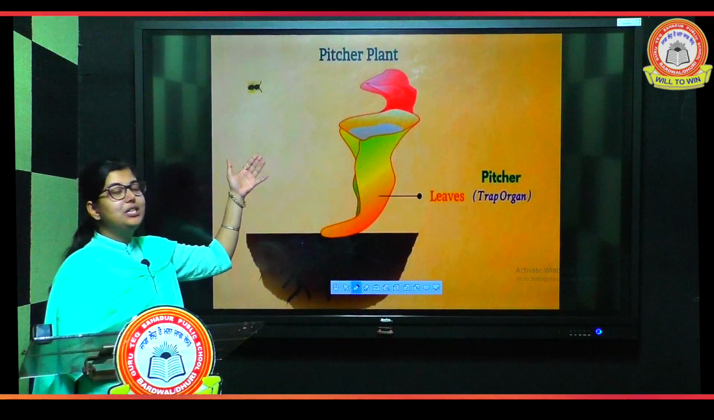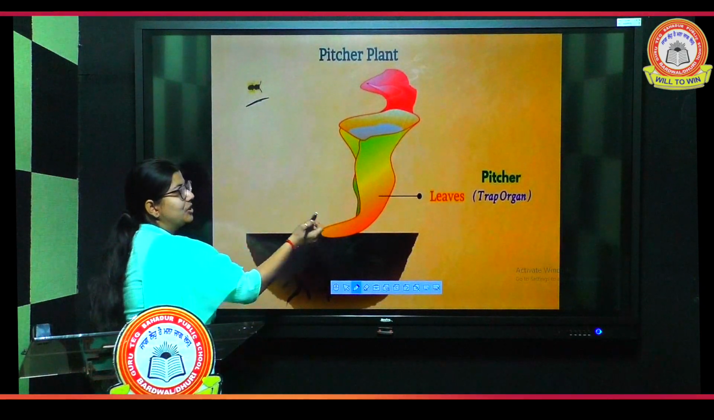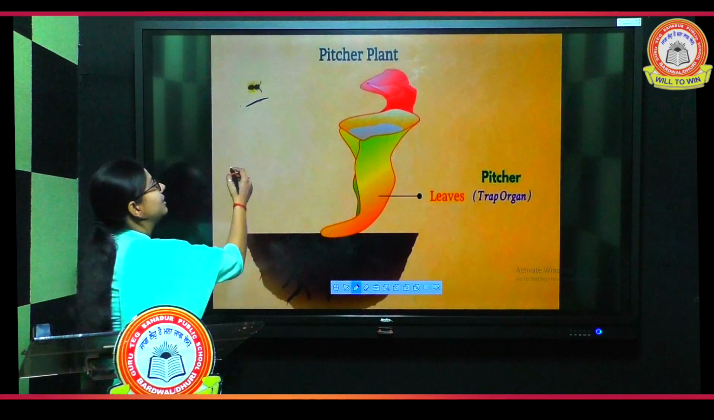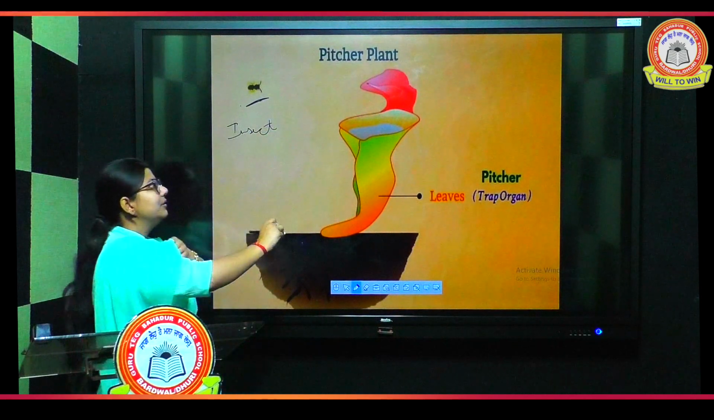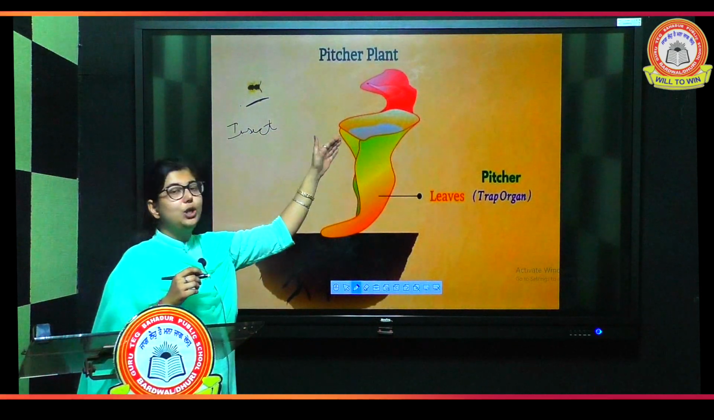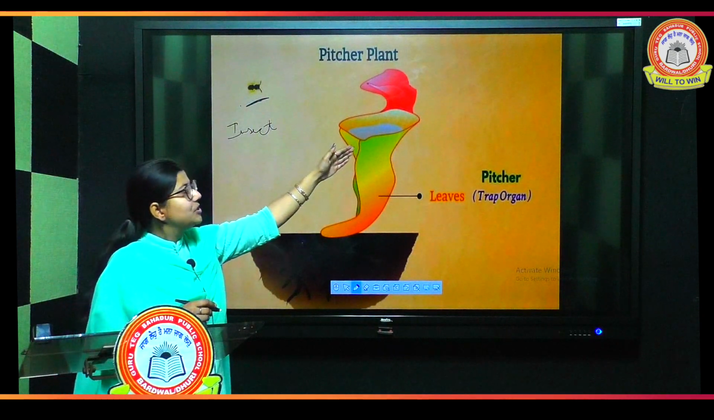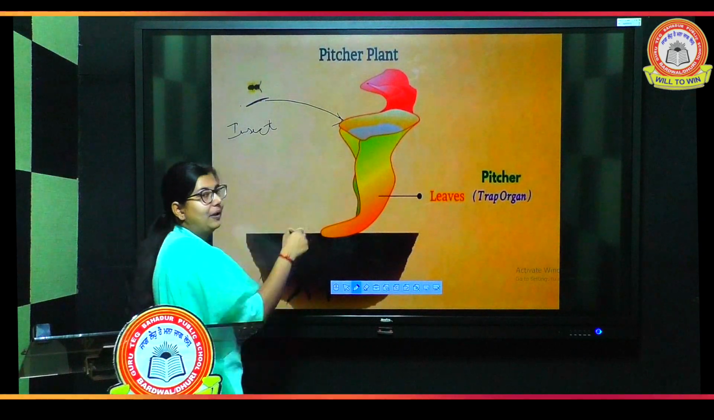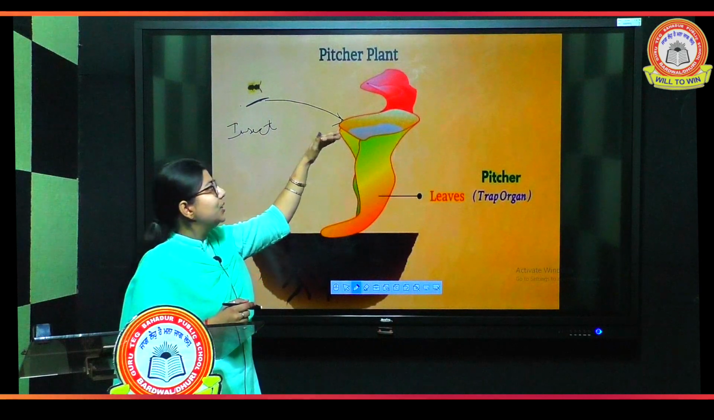Next, another example is the pitcher plant. As I told you, this is an insect coming near to this pitcher plant. This is a pitcher plant you can see here, and this is an insect. This insect will be lured by the smell of this pitcher plant, and when it comes near, it will sit near the lid of this pitcher plant. This is the lid of the pitcher plant. This will get closed when the insect sits here.